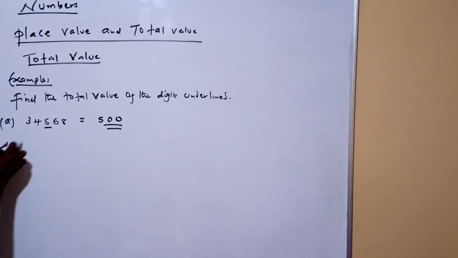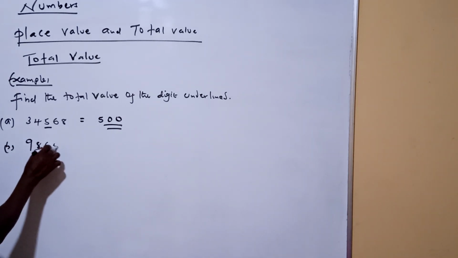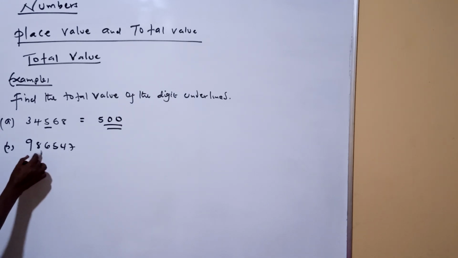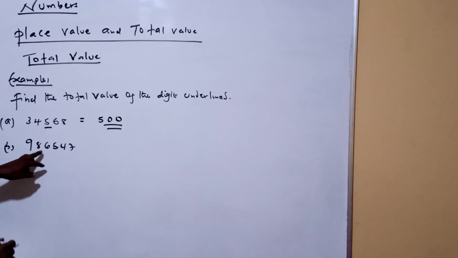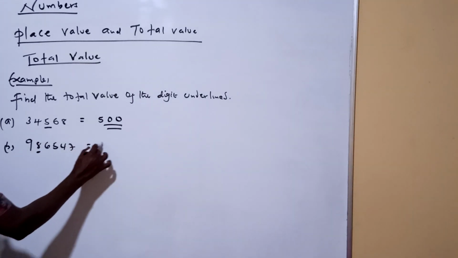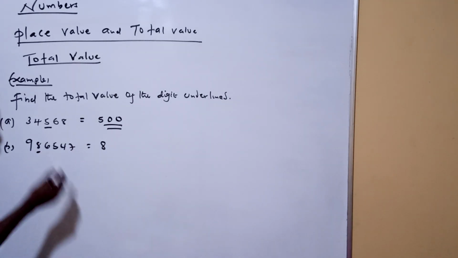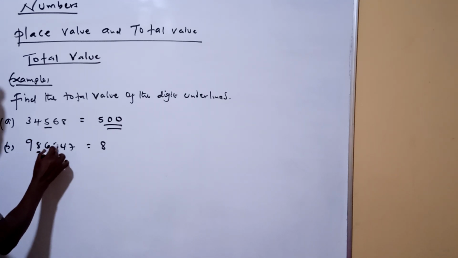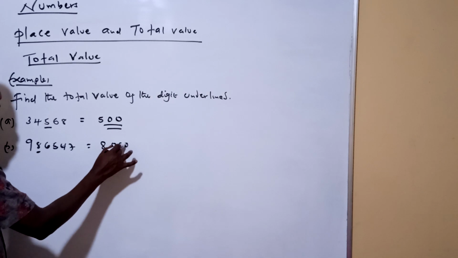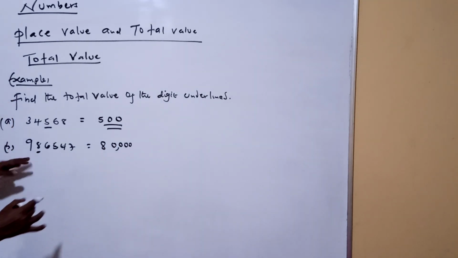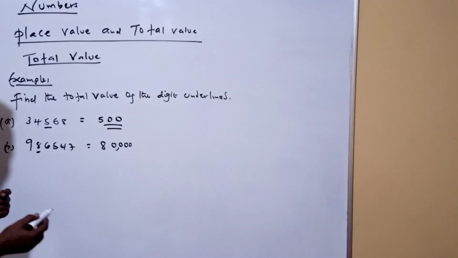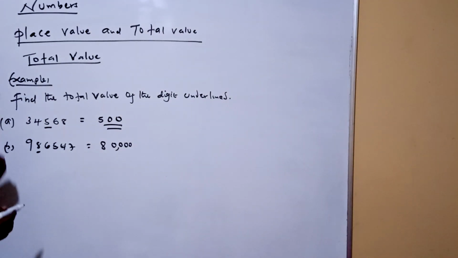Let me write example 2: 986547. Let's say this is the number line, 8. Behind the 8 there are four numbers. So when you write 8, any number or numbers that come after it are considered as 0. 1, 2, 3, 4. So this will be 80,000 because we are not considering 9. We will not give consideration to digit 9 because that number comes before the number.